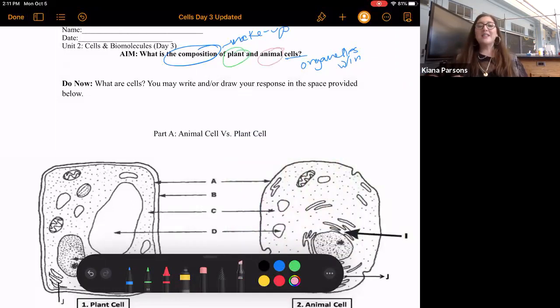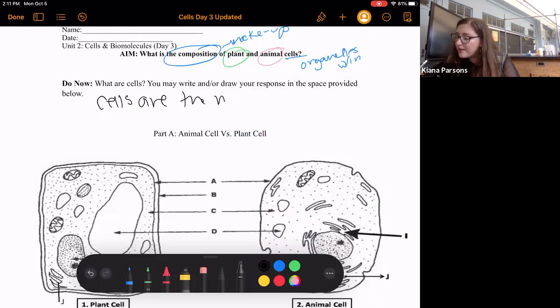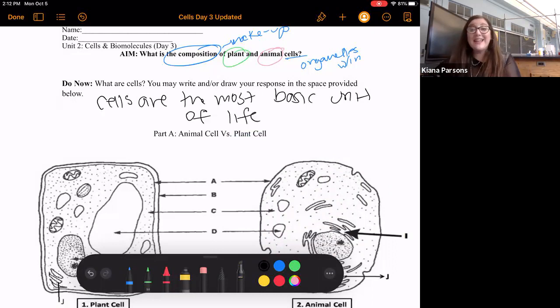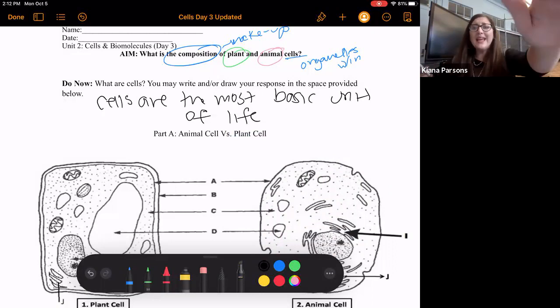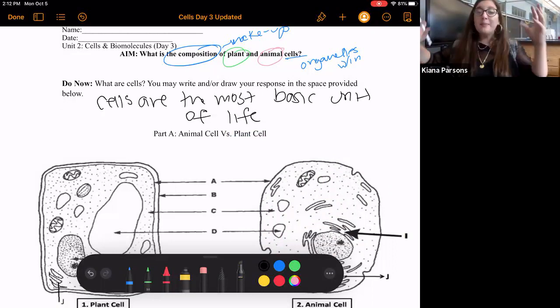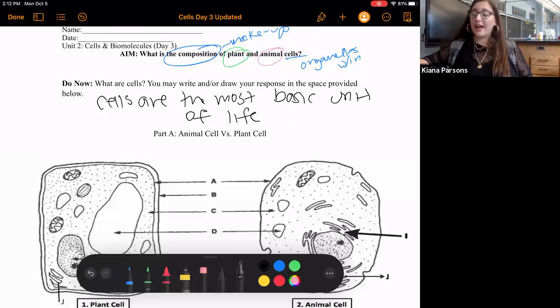So the do now asks, what are cells? You may write or draw your answer in the space provided below. So we are talking about the basic unit of life, folks. So cells are the most basic unit of life. All living things are made up of cells, and cells are the smallest living things, meaning that the organelles within the cell that we're about to examine visually are not actually alive themselves.